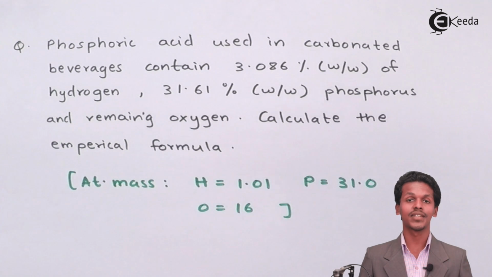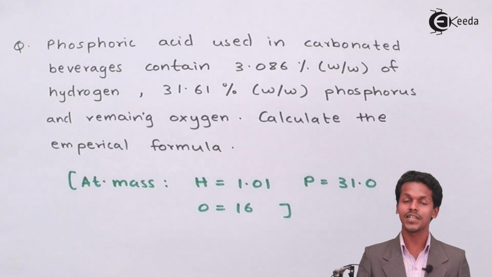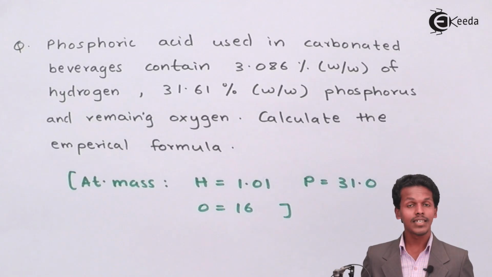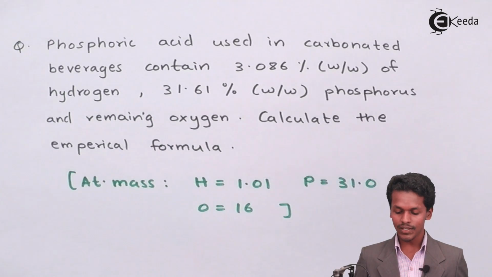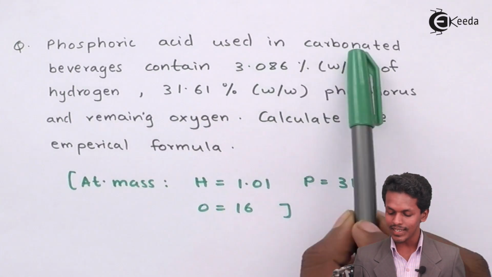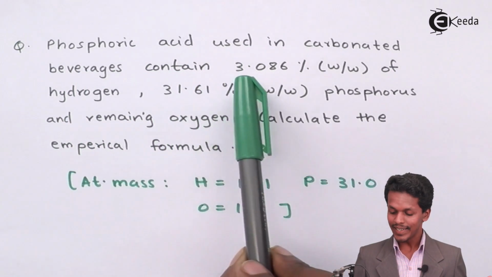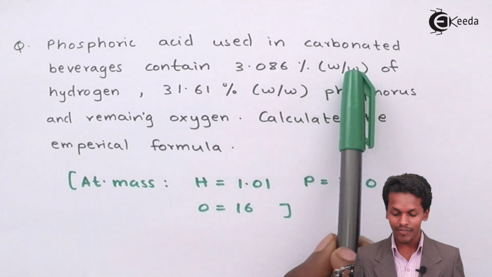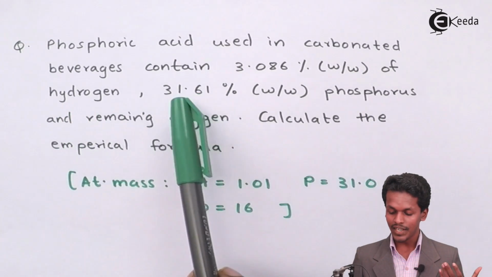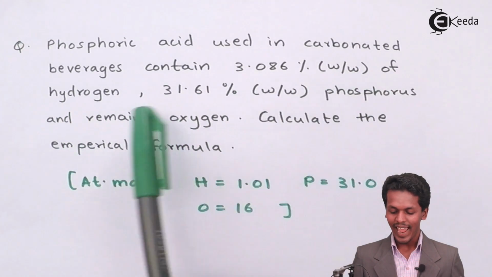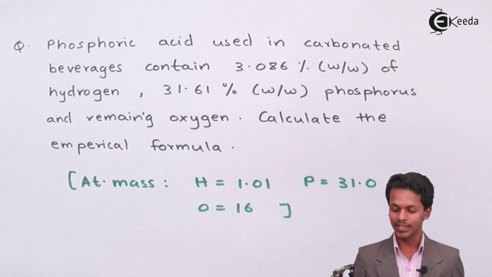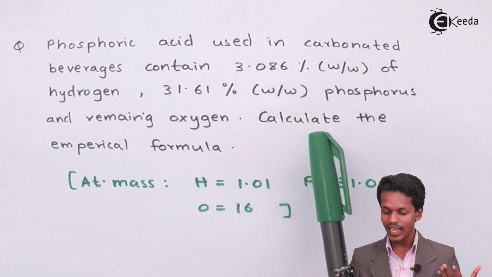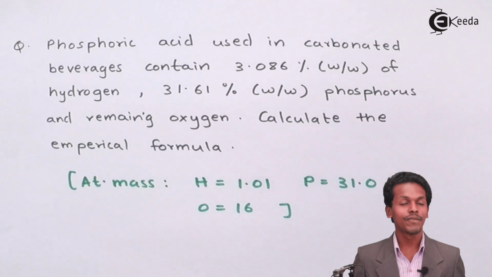So friends, as mentioned on your screen, there's a question which is based on how to calculate the empirical formula with the help of the percentage composition. So let us read the question itself. The phosphoric acid used in carbonated beverages contains 3.086% weight by weight of hydrogen and 31.61% of phosphorus, and the remaining part is oxygen. So what we have to calculate is the empirical formula.